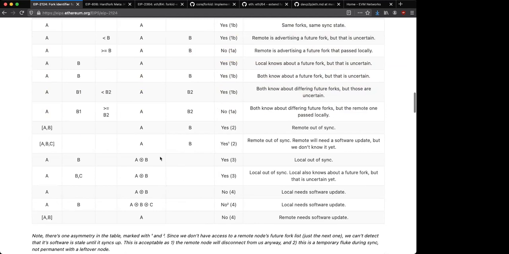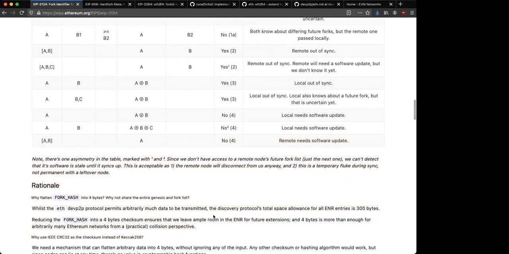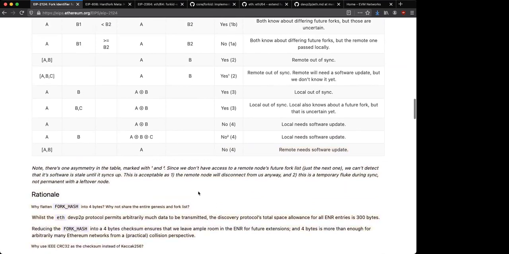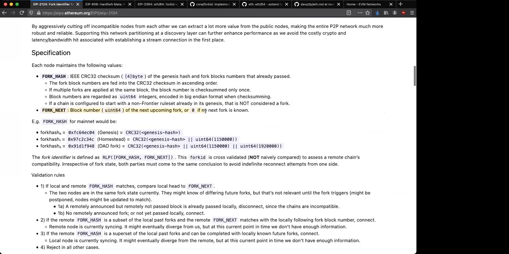You can also see that there are some cases here where you just have to check the table. There are quite a number of situations that can arise, depending on which fork hashes are available locally and which ones are not. But that's just basically it. And we can also go over the fork next.